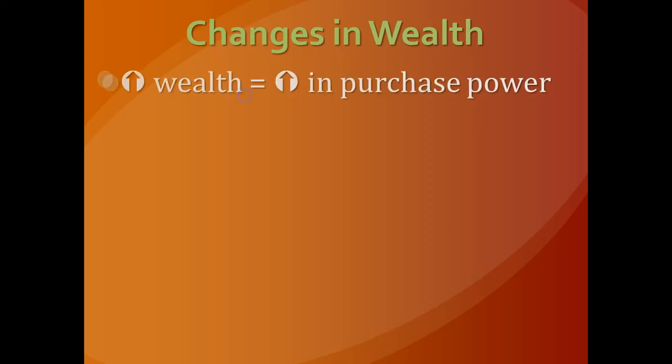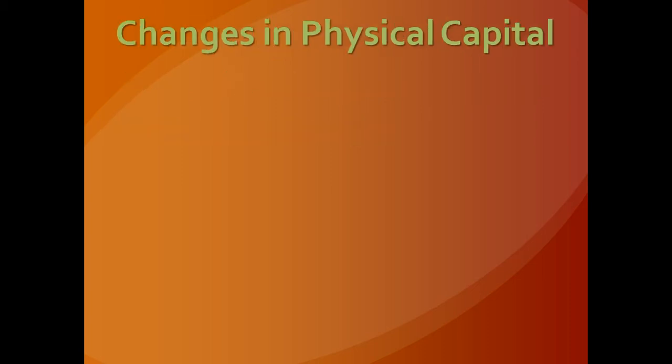We also look at changes in wealth. If your wealth increases, you have more purchasing power. If you have more purchasing power, presumably you will buy more stuff regardless of what the price level is, and we would see aggregate demand shift to the right. If we saw wealth decrease, it'd be the opposite effect.